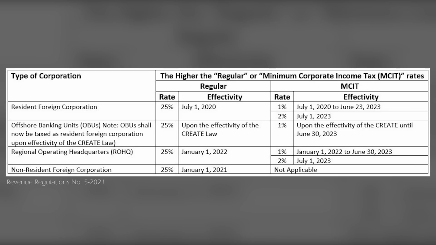Now for foreign corporations deriving income from all sources within the Philippines, generally, they will have a rate of 25%. The distinction lies in the effectivity dates. Take note also of the MCIT and its effectivity dates for foreign corporations. Now for us to understand these, let's have some illustrative problems.